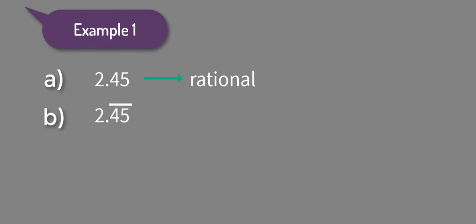Part B, we have 2.45 with the 45 repeating. Anytime we have a repeating decimal, that means it can be written as a mixed number or improper fraction. So again, that would be rational.